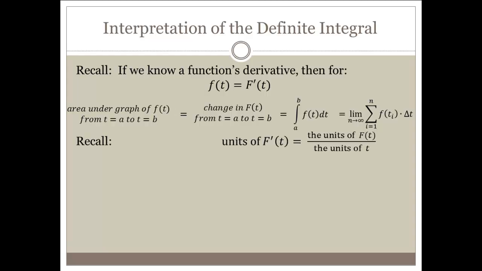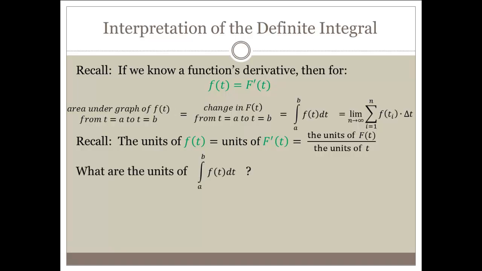Let's remember also that the units of f prime of t, that is, the units of the derivative of F of t, are the units of F of t divided by the units of t. And because little f of t equals F prime of t, that means the units of little f of t are the units of capital F of t divided by the units of t. Using all this information, can we figure out what are the units of the integral from a to b of f of t dt?